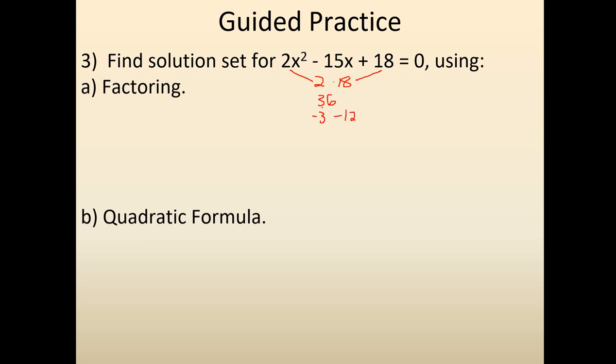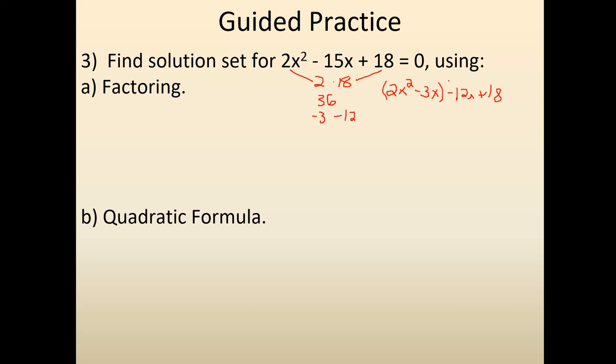Remember, just start from 1, keep going up until you find two numbers that will add up to that middle term. So remember, the way that we do this is not like the other one. We are going to have to actually do a little bit extra work. So we have 2x squared, and then I'm going to replace the 15x with minus 3x minus 12x plus 18.